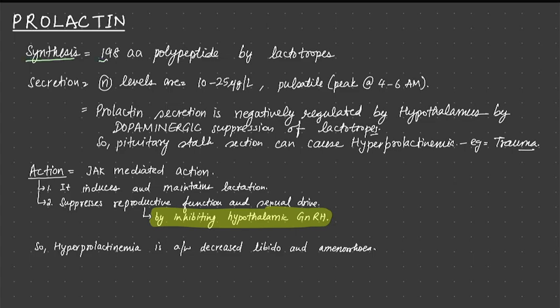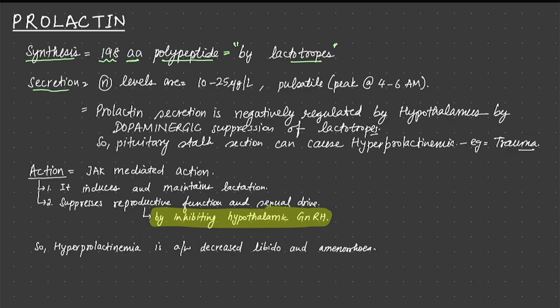It is a 198 amino acid polypeptide and it is secreted by lactotrophs. In one of the previous videos, we discussed how the lactotrophs develop from the pluripotent stem cells. Pluripotent cells will require a transcription factor named PIT1. PIT1 will convert pluripotent cells into lactotrophs, and lactotrophs will secrete prolactin, which is a 198 amino acid polypeptide.